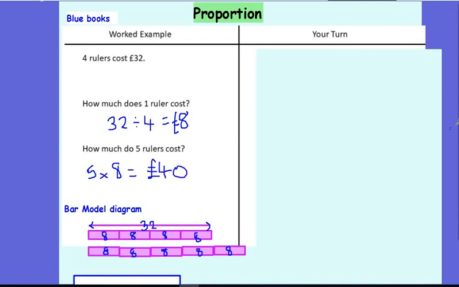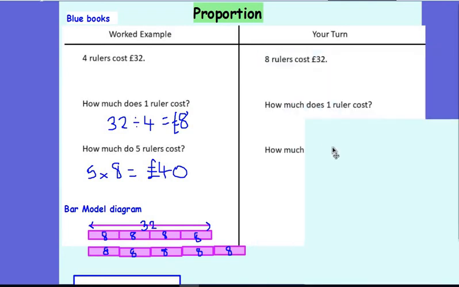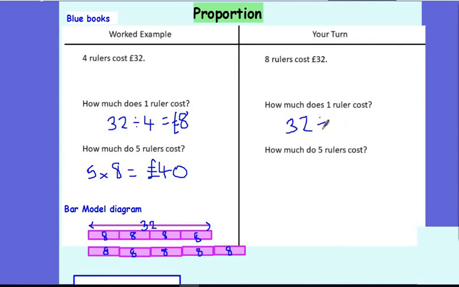Over to you, Year 7. In your dark blue books, can you have a go at this example for me? Pause the video for a minute or two and work it out now. Okay, let's go through the answers. So this time, to find the cost of 1 ruler, I need to do 32 divided by 8. She should have got 4. And then 5 rulers is 4 multiplied by 5, which is 20.